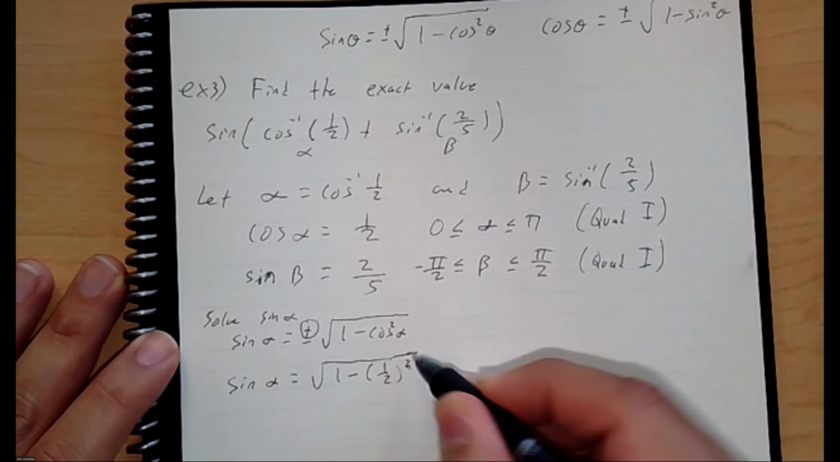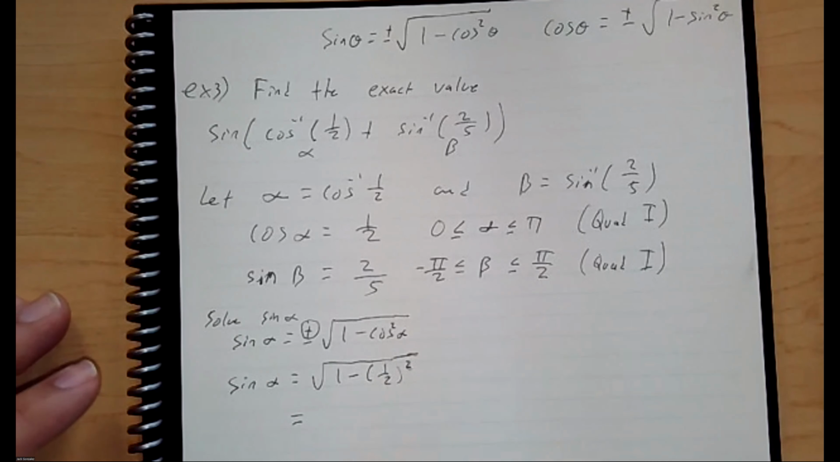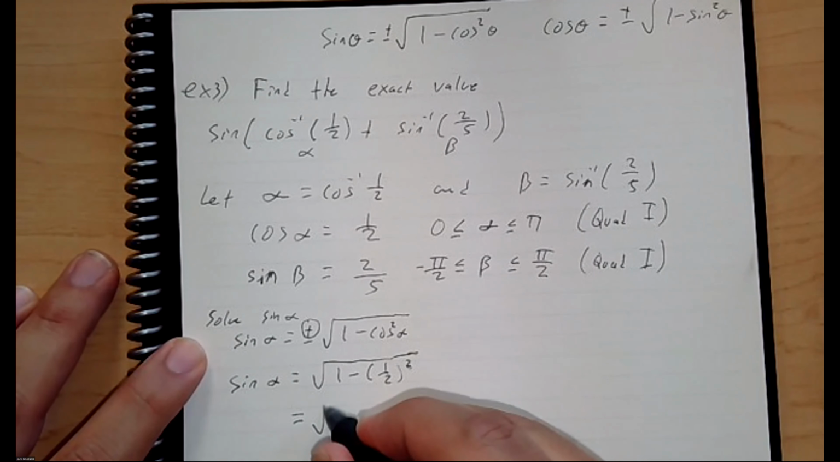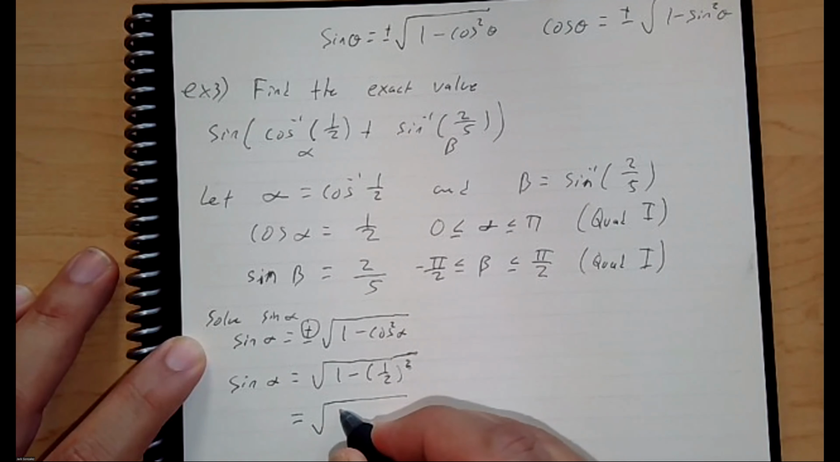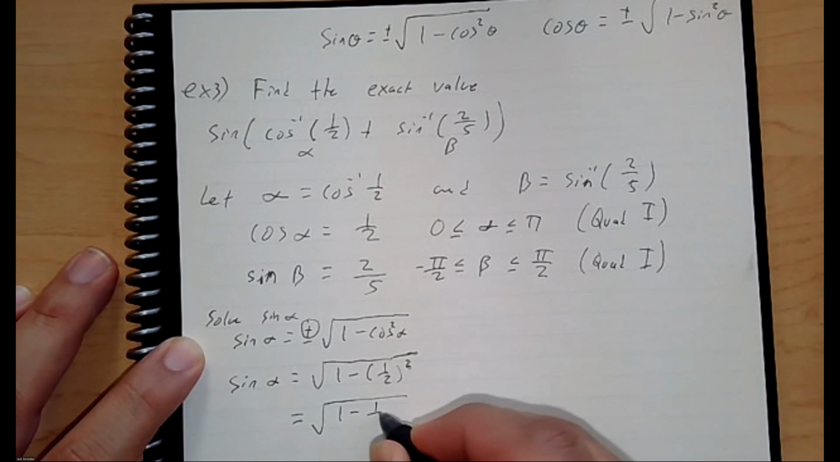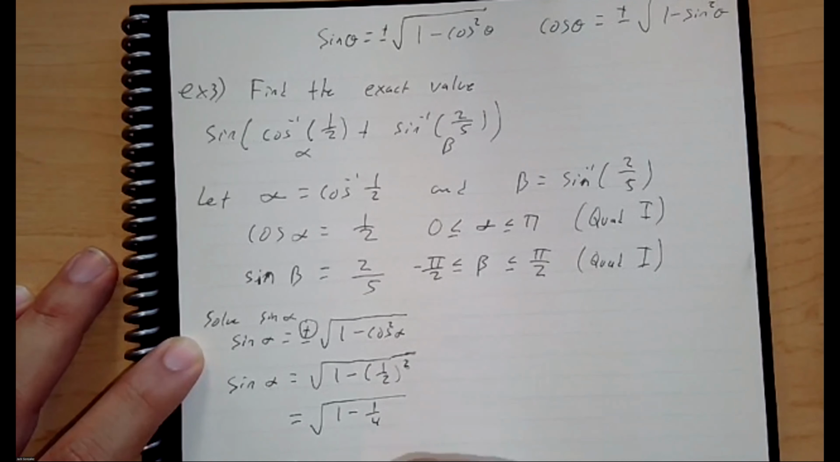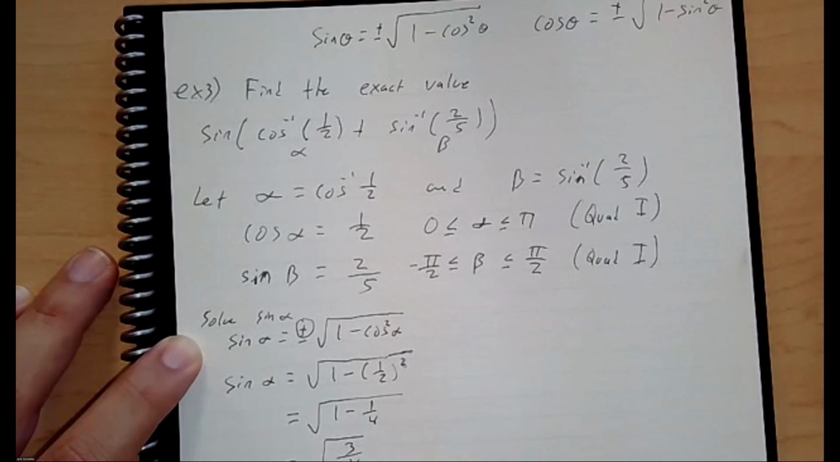So now just do your algebra and solve for sine. The 1 minus a fourth will be the square root of 3/4, which is square root 3 over 2.